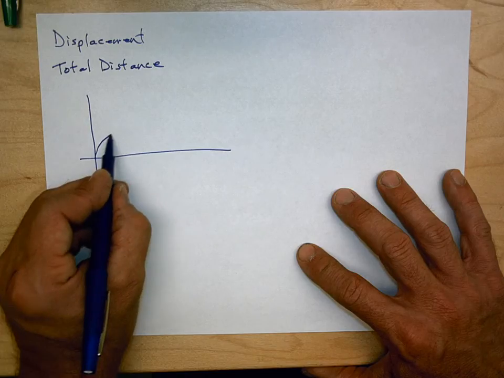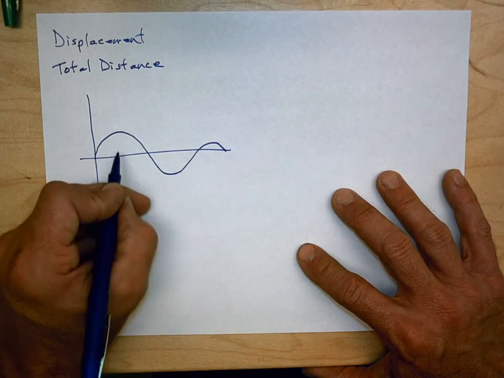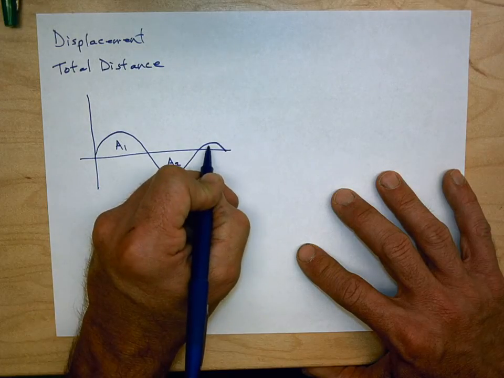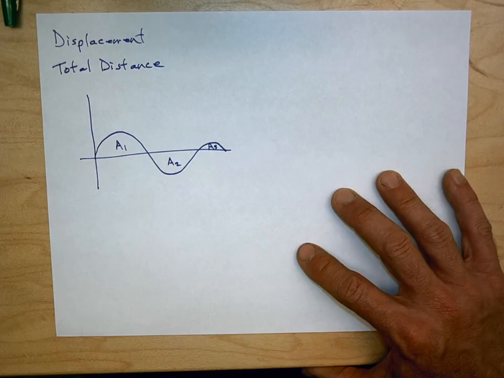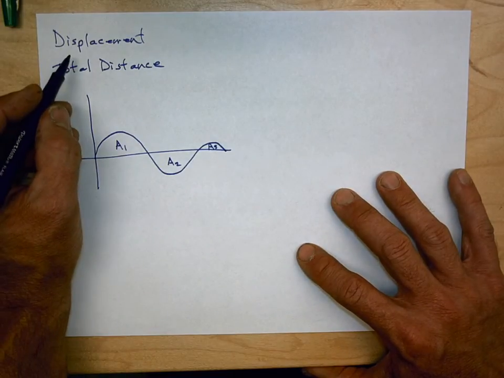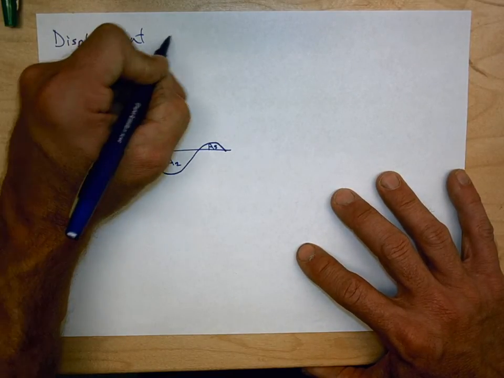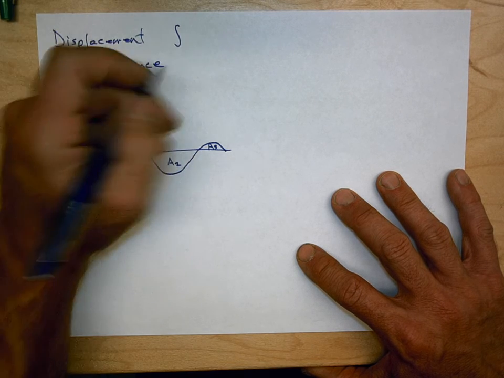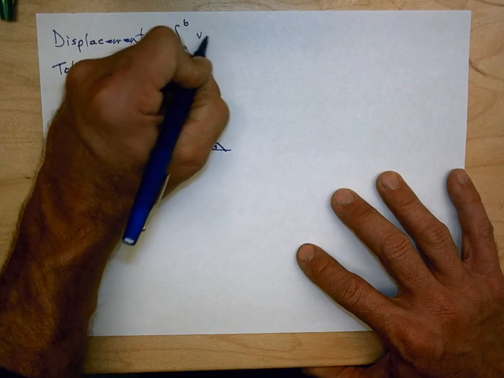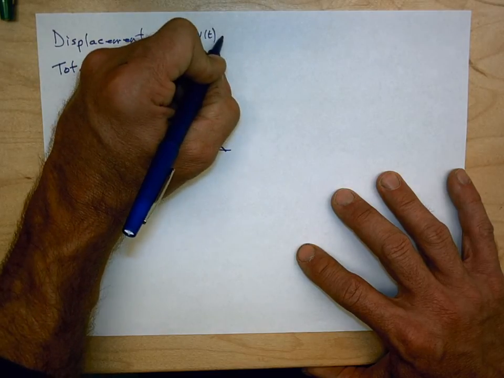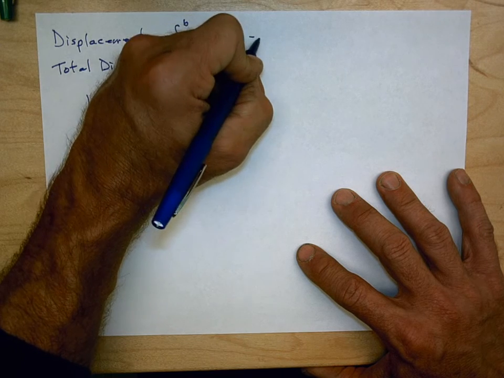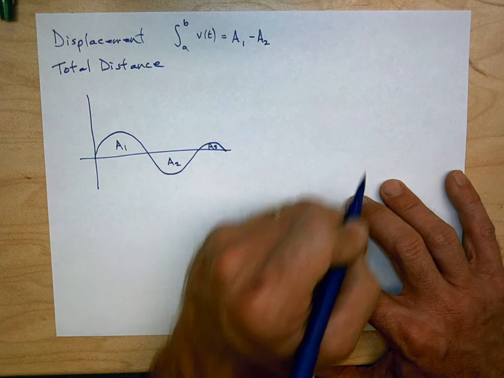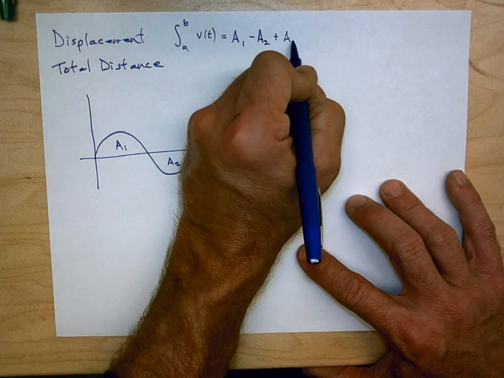So if I have a function like this, let's call this A1, we'll call this A2, and we'll call this area here A3. All right, so displacement is just, let's say we have a velocity function, then the displacement is just going to be the integral from a to b of our velocity function. And what that's going to give us is that first area minus the second area, because it's underneath the x-axis. This is a negative area, so to speak. And then plus A3.